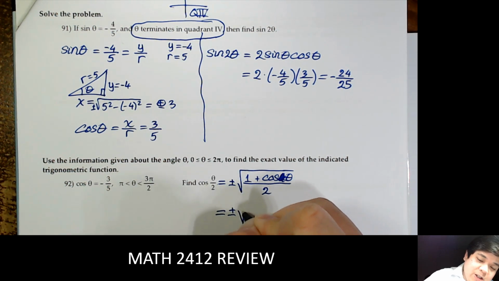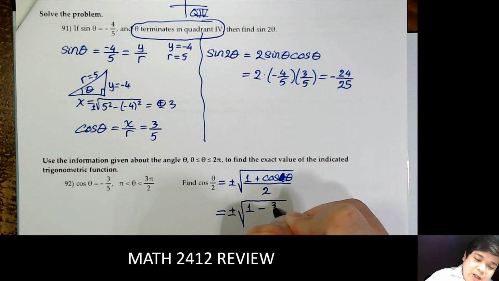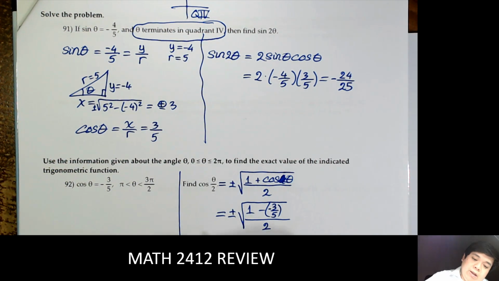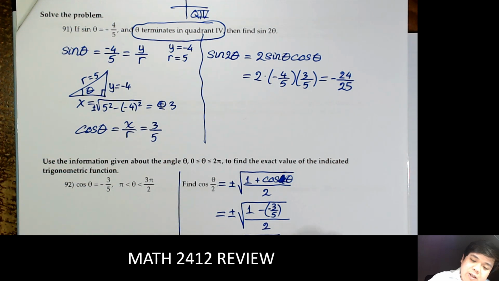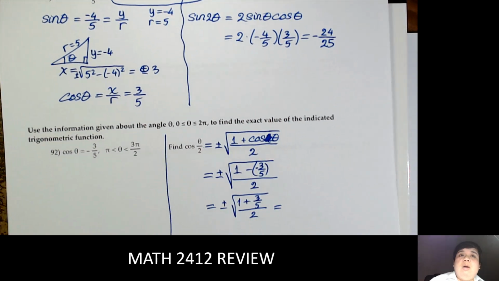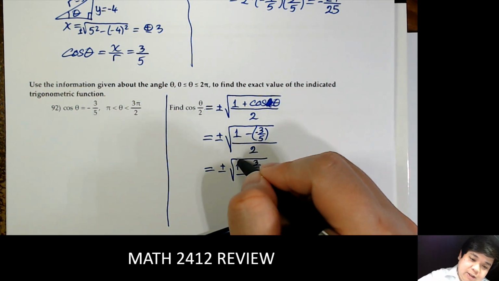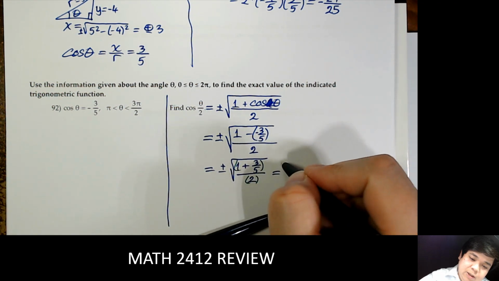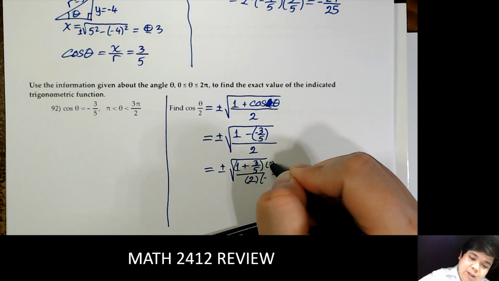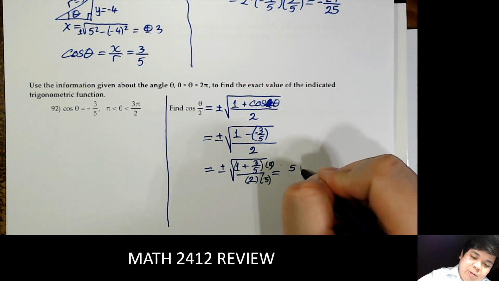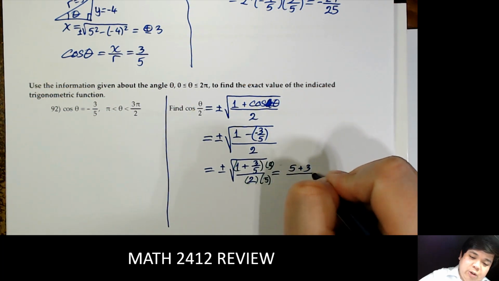So plus or minus the square root of 1 minus 3 over 5, negative though, over 2. Right, so that is plus or minus 1 plus 3 over 5 divided by 2. Multiply top and bottom by 5. So we will have 5 and 5 cancel. 5 plus 3 over 10.